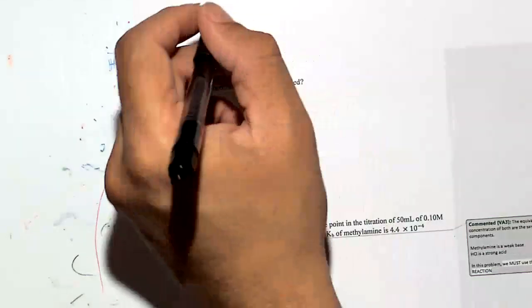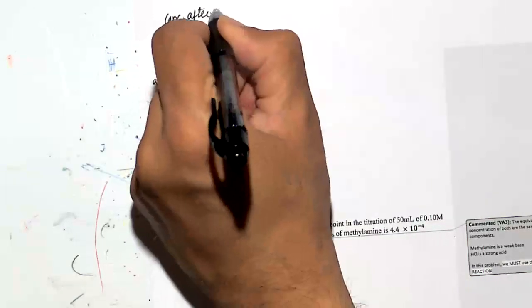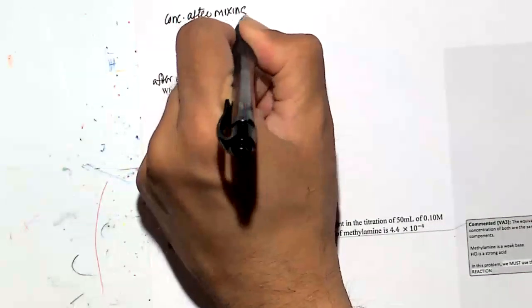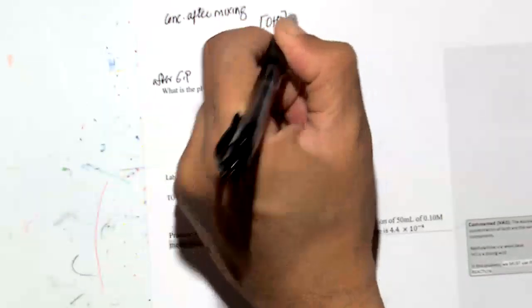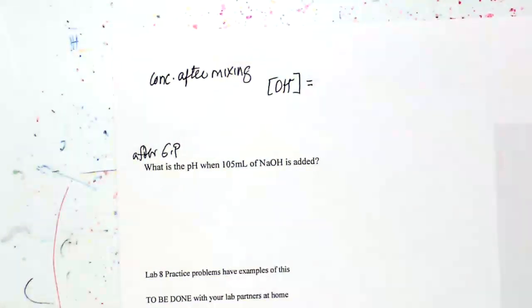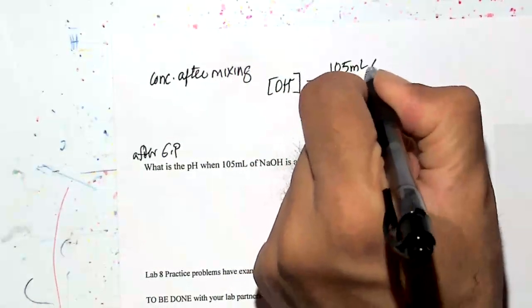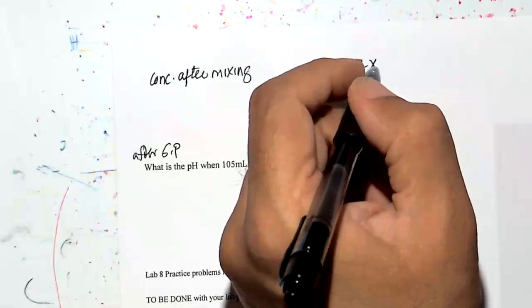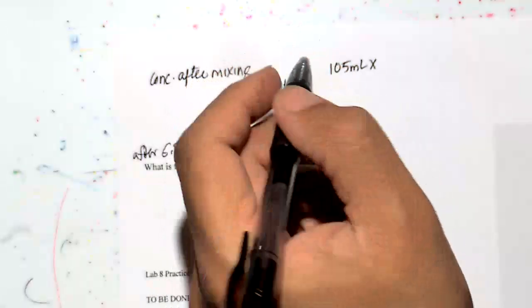105 mLs of NaOH are added. So the first thing you'll do is find the concentration after mixing. What would OH minus be, concentration after mixing? We took 105 mLs of NaOH. What is the concentration given to us in the problem? It's 0.10 molar.